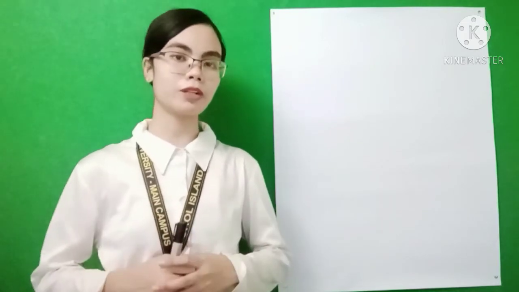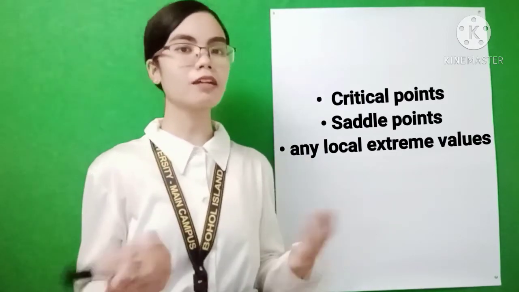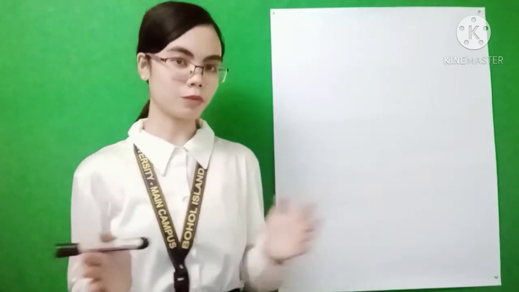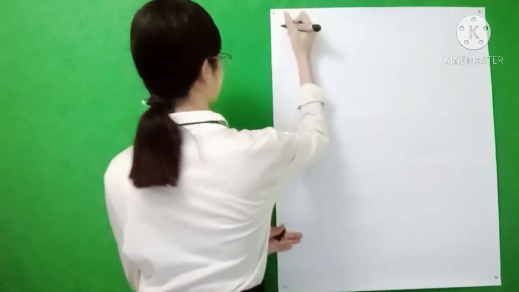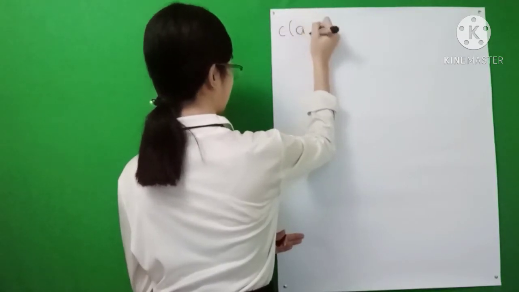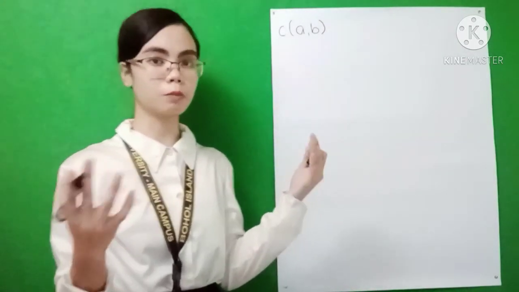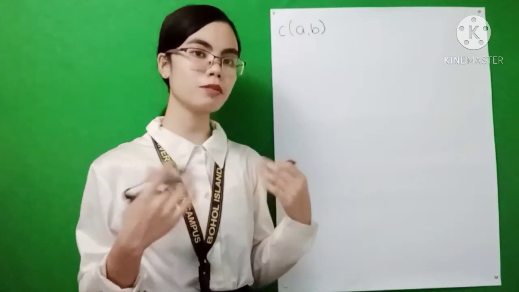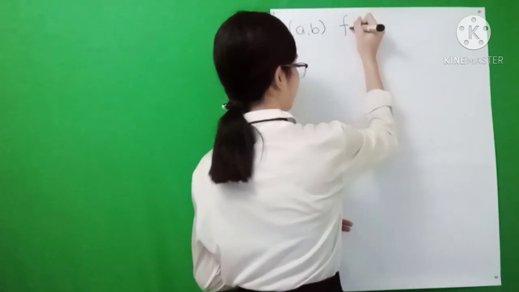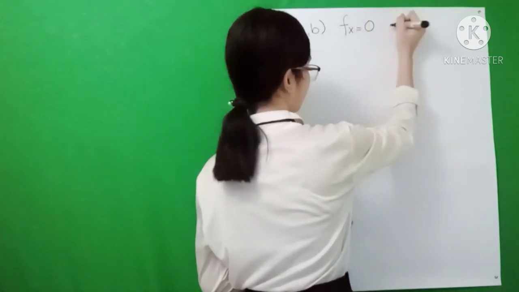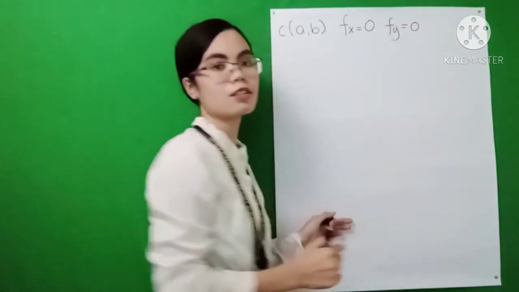By applying this concept, we need to find the critical points, the saddle points, and the local extreme values of this multivariable function. Let's go over the steps that we need. So the first one is we need to identify the points of interest. So we have here point C, point A, and B. This point could be critical or the saddle point, and this point of interest can only be found when the partial derivative with respect to x equals 0 and the partial derivative with respect to y equals 0.